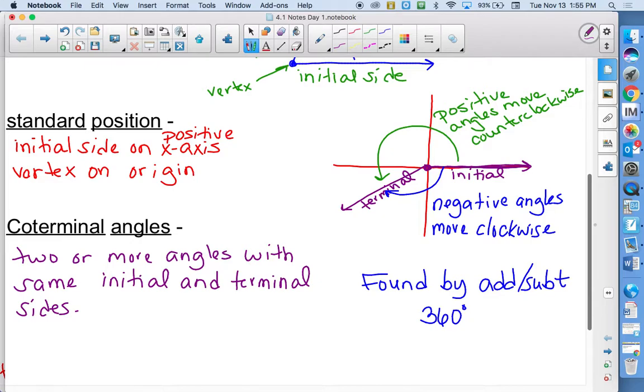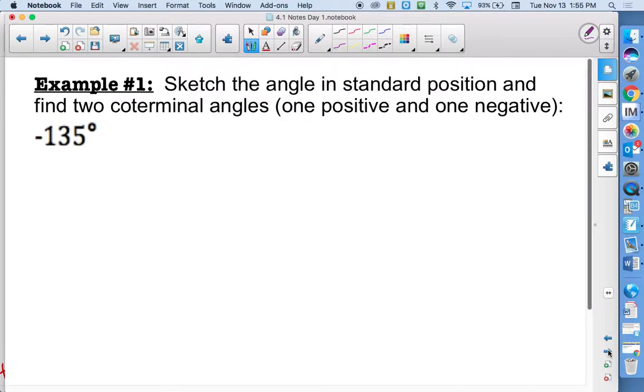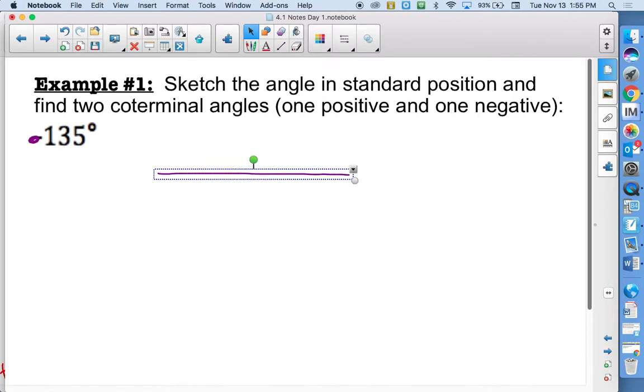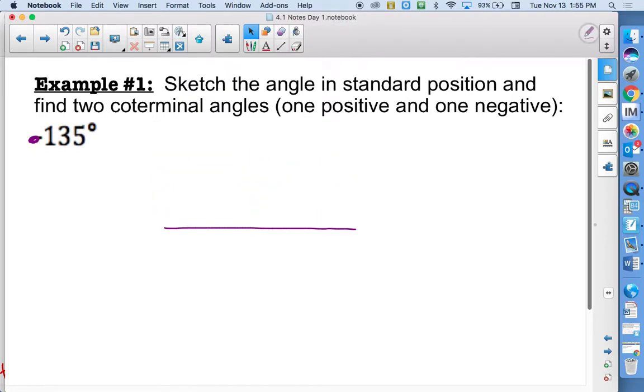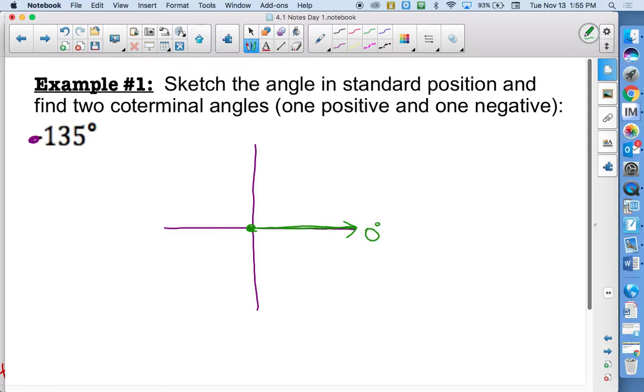That was a lot to take in dealing with angles. For some reason, this is my error when I was typing up these notes. I have 135 degrees, mine's negative, yours is positive. It should be positive. So here's our x, y axis. We're going to sketch 135 degrees in standard position. That means we start at the origin, positive x-axis. This is 0 degrees because we didn't move anywhere.